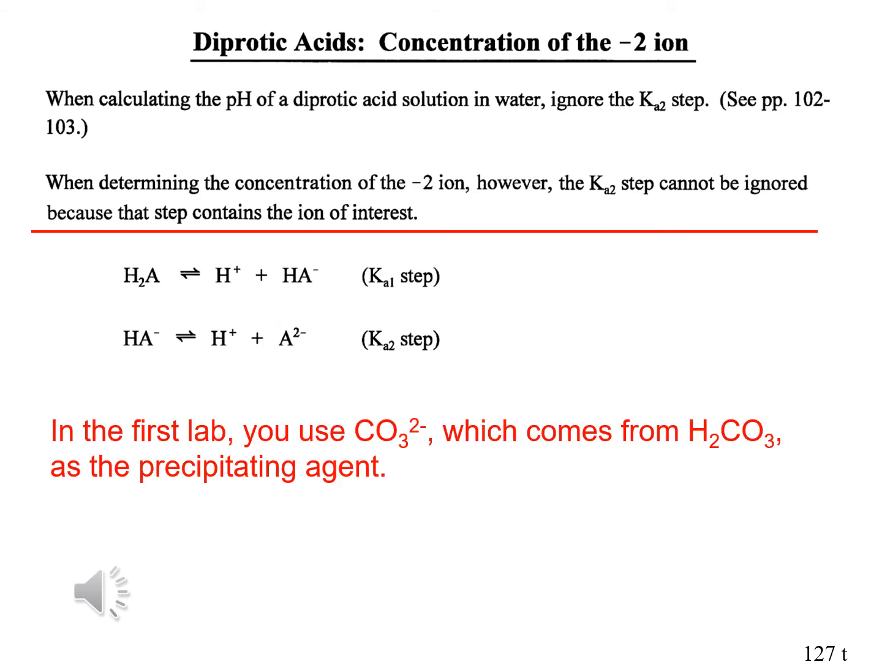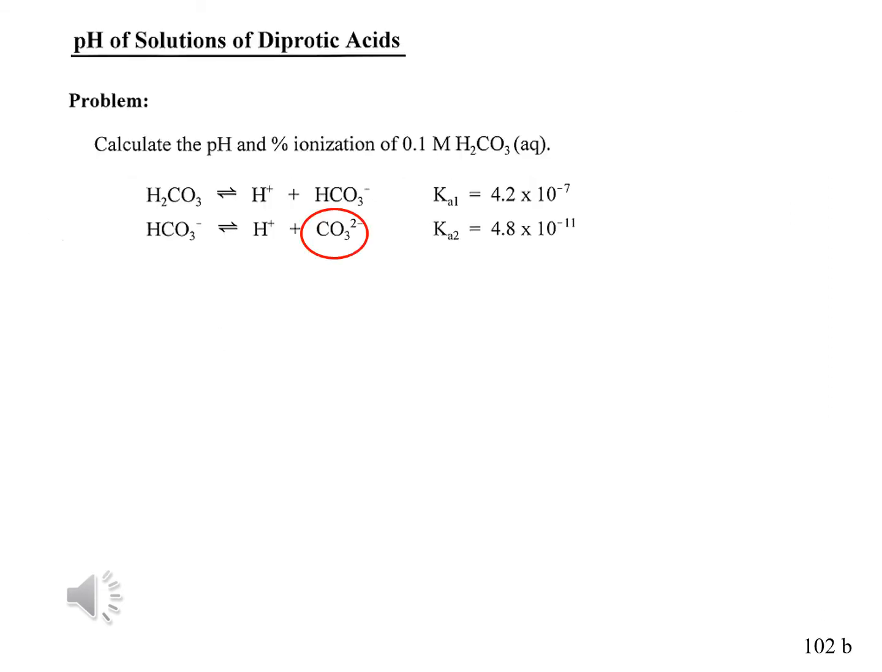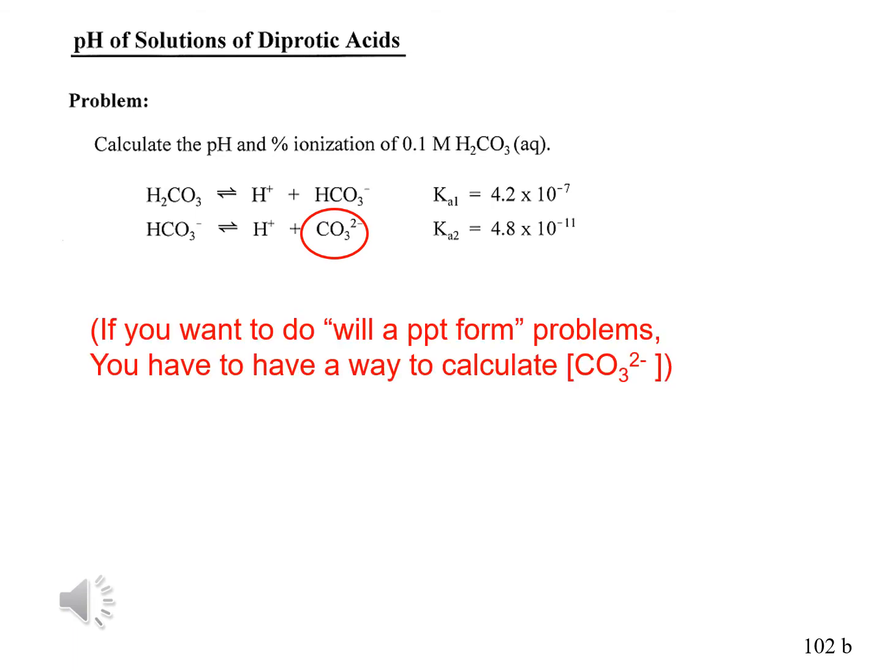In the first lab that you do, you're going to precipitate calcium carbonate, and that uses CO3 2-, which actually comes from carbonic acid, as the precipitating agent. And so in the very first lab, you're using this concept to precipitate. And there's where the CO3 2- comes from. It's in the second step. If we're going to be able to do will-precipitate-form problems where you precipitate carbonates, we're going to have to calculate the concentration of the carbonate.